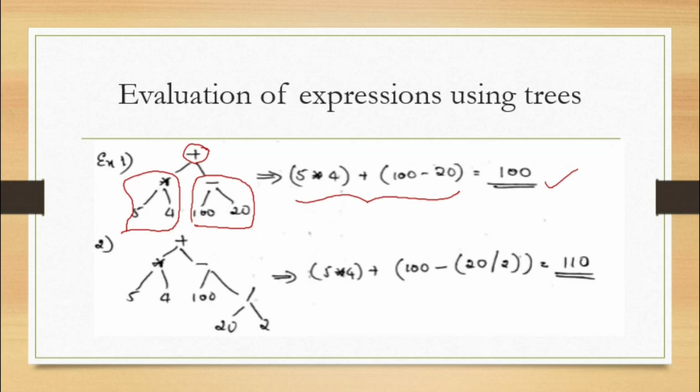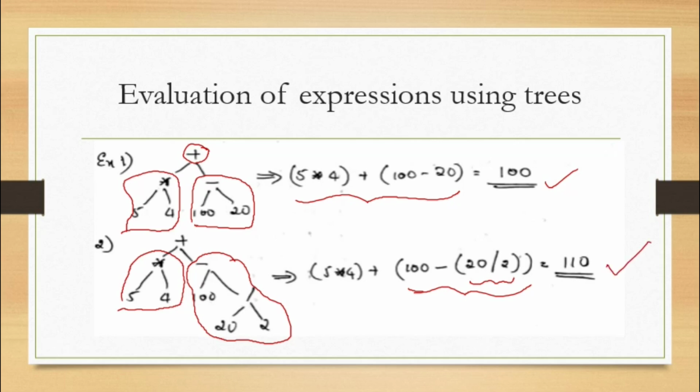Next I have 5 into 4 at the slightly higher level. So 5 into 4 plus, then I have 100 minus 20 divided by 2 at the slightly lower level. That is 20 by 2 at the lower level, so 20 divided by 2 will come inside 100 minus. It will come inside the bracket because 20 divided by 2 comes within 100 minus. Do the normal arithmetic operations and you will get 110. So that is how you evaluate the expressions.